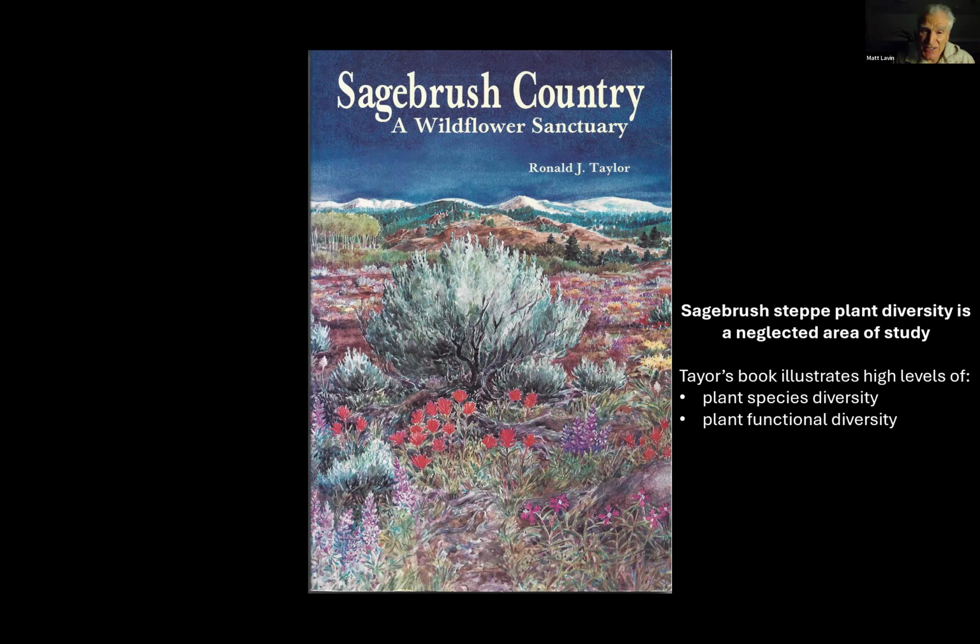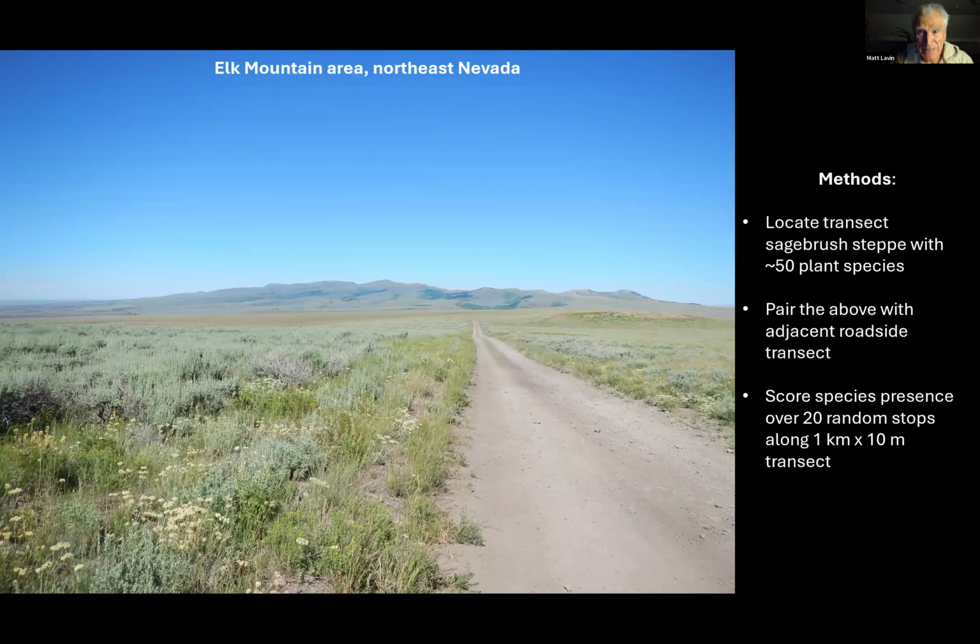Okay, the methods of our study. Because of the paucity of botanical research or plant diversity research in the sagebrush steppe, that in part motivated our study. These include locating a patch of sagebrush steppe with high plant functional group and species diversity, adjacent to a road. And this often relies on friends and colleagues such as Sherry Howell and Jeff Copeland, who I mentioned earlier.